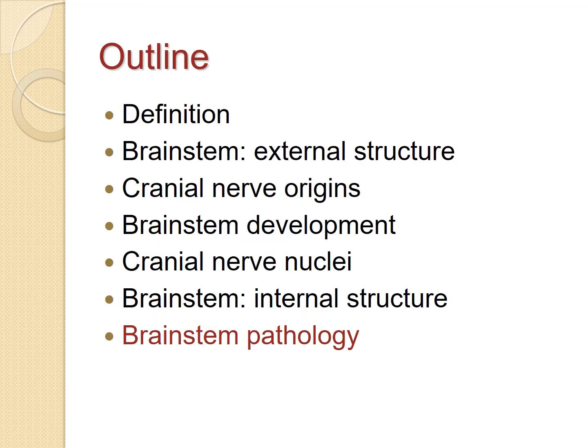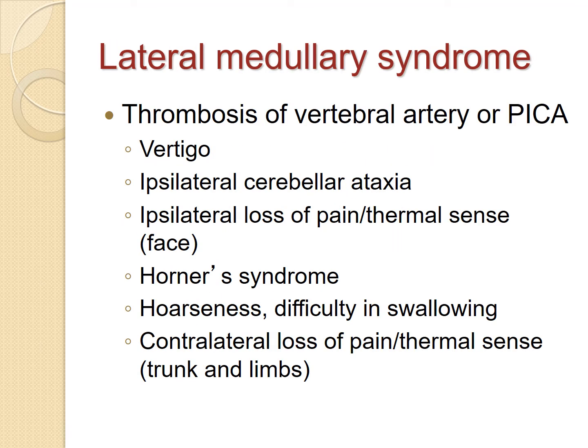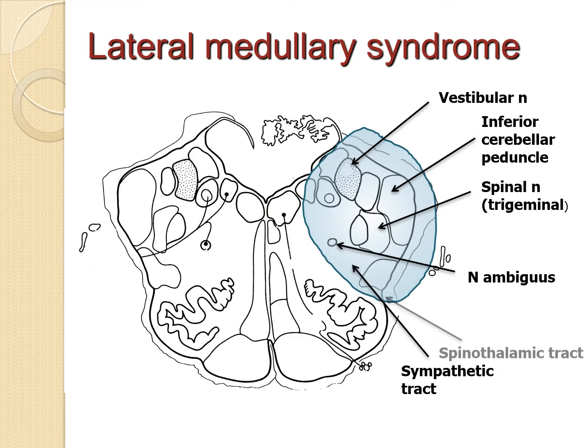And finally, to wrap up, we're going to look at some pathology of the brain. One condition is the lateral medullary syndrome, and this is when we have thrombosis of the vertebral artery or the posterior inferior cerebellar artery, and this leads to symptoms as listed, which we will go over. This shaded portion of the medulla is what is supplied by the posterior inferior cerebellar artery.